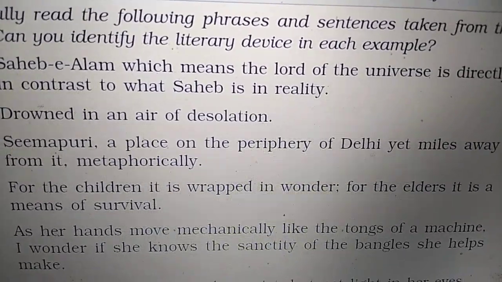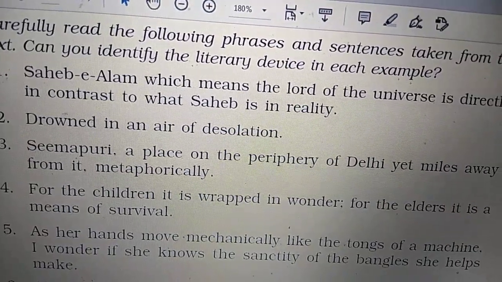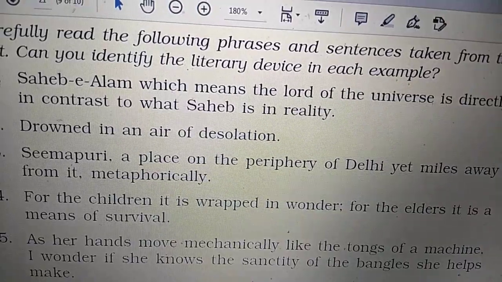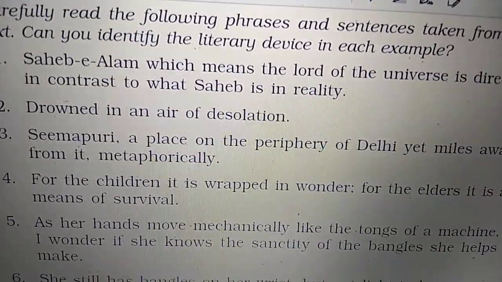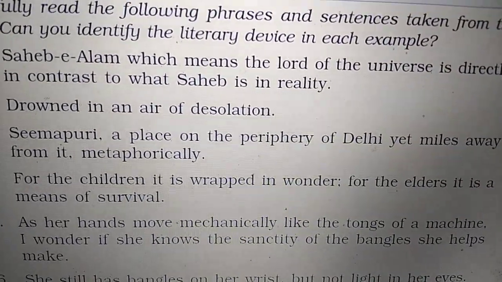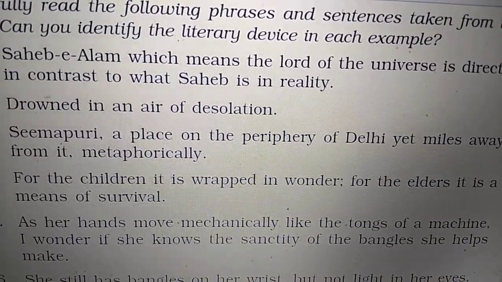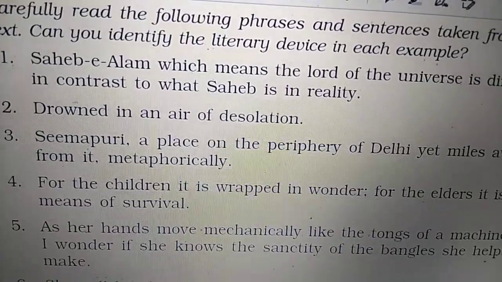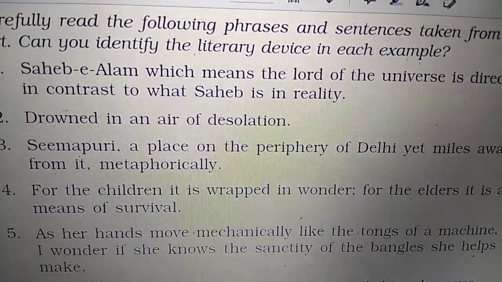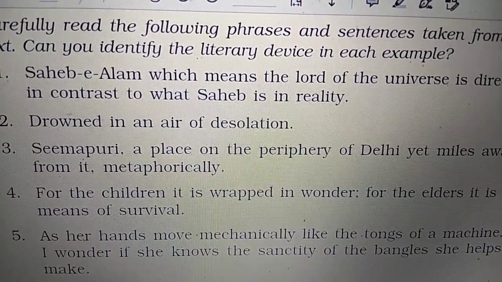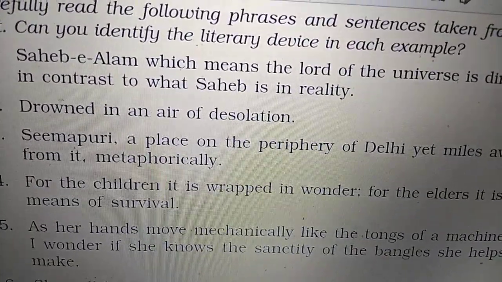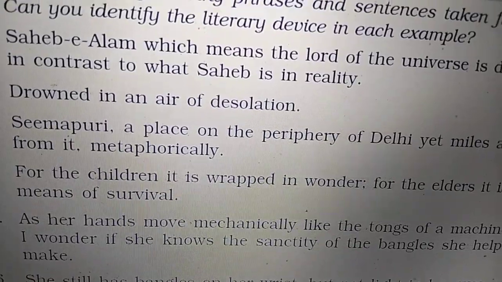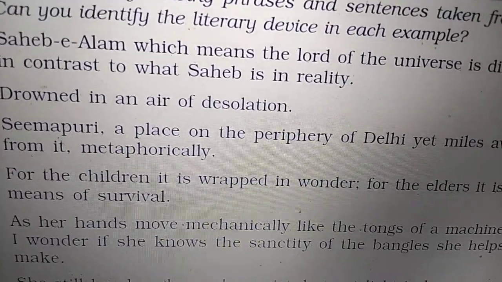Let us see the next one. Fourth one. "For the children, it is wrapped in wonder. For the elders, it is a means of survival." Here, the author is talking about the garbage and the useful things that they found in the garbage. So, in the fourth sentence, the author has used the literary device antithesis again, because she shows the contrast in the thought process between the elders and children.